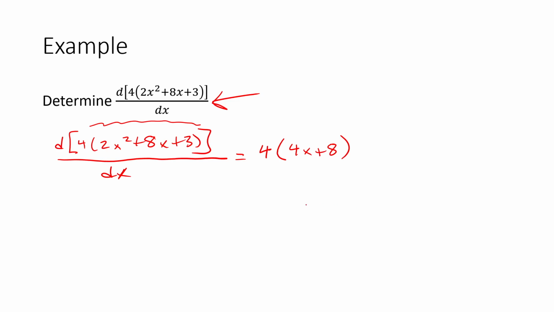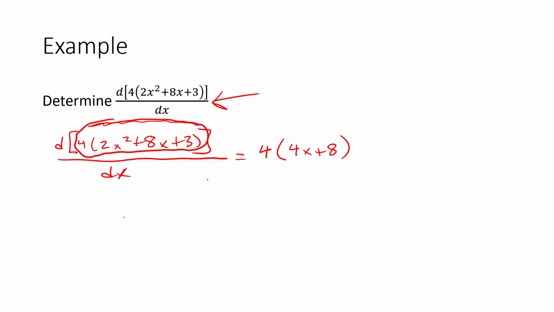Now, just to reiterate something we learned in one of our earlier lessons, if you're not quite sure why the derivative of this quantity here with respect to x is merely 4 times 4x plus 8, then think of it as a product rule where the first function is 4 and the second function is 2x squared plus 8x plus 3.